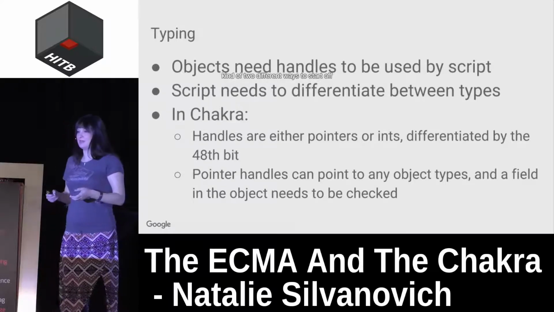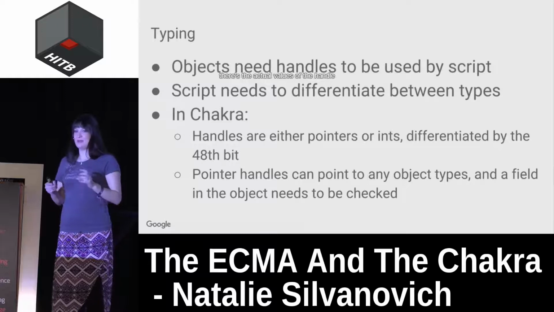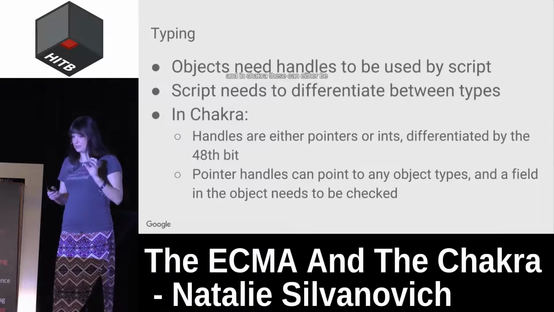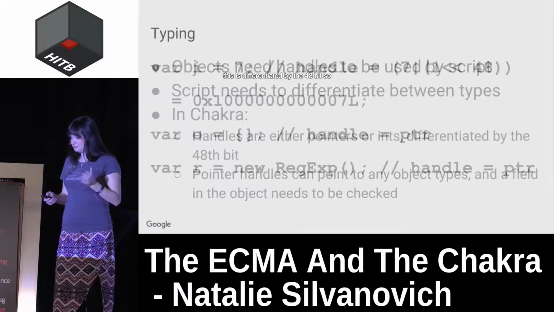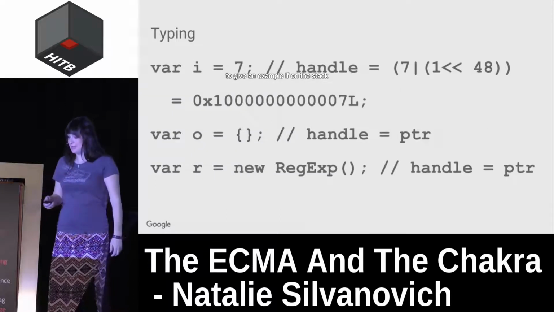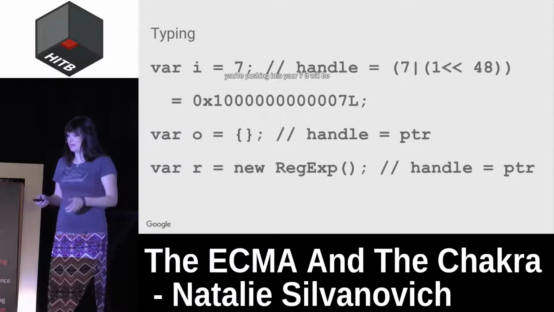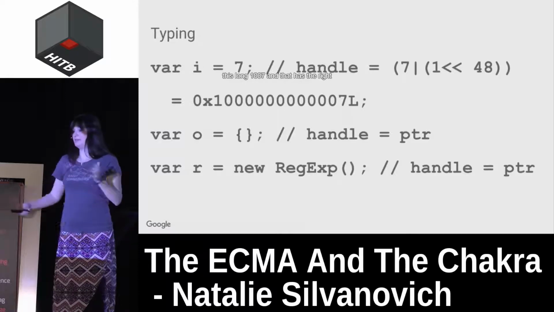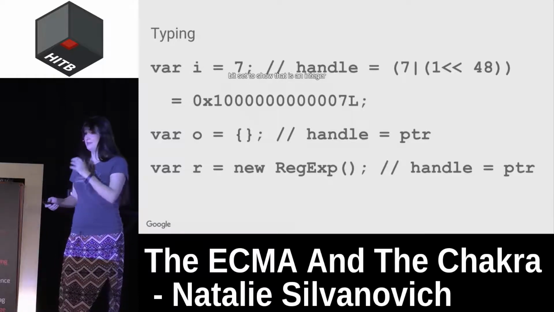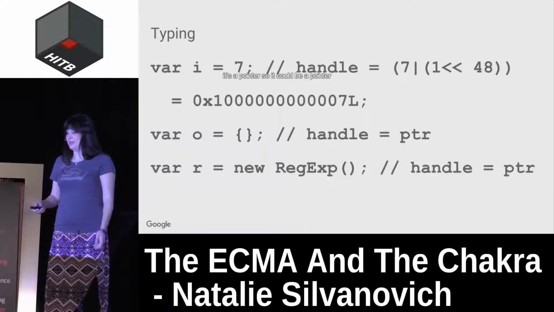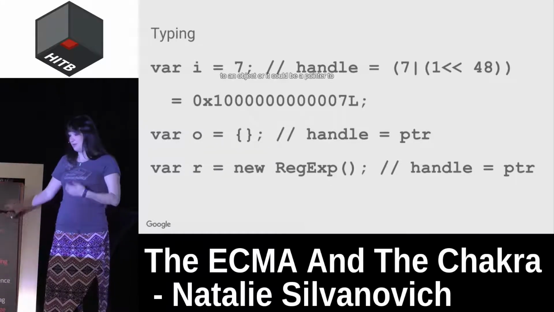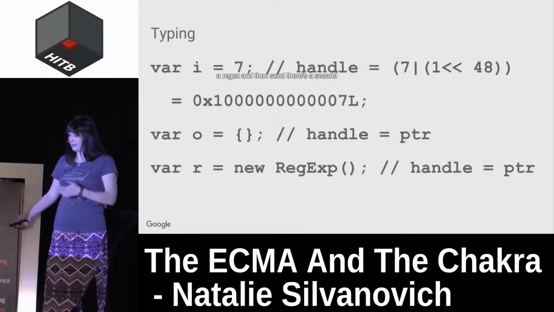Chakra does this in two different ways. To start off, there are the actual values of the handle. In Chakra, these can either be integers or pointers, and this is differentiated by the 48th bit. To give an example, if you're pushing integer 7 on the stack, it will be this long 10007, which has the right bit set to show that it's an integer. Otherwise, if it doesn't have that set, it's a pointer. It could be a pointer to an object, or a pointer to a regex.